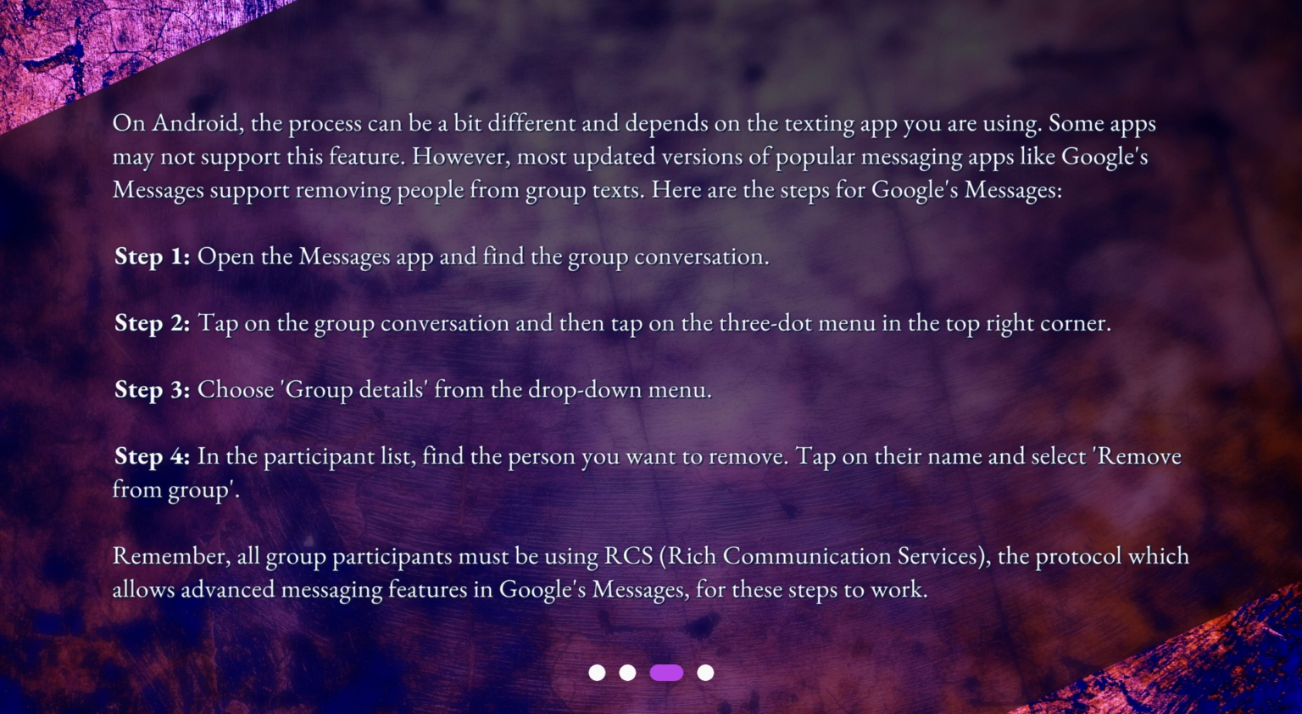Step 1. Open the Messages app and find the group conversation. Step 2. Tap on the group conversation and then tap on the 3-dot menu in the top right corner. Step 3. Choose Group Details from the drop-down menu. Step 4. In the participant list, find the person you want to remove. Tap on their name and select Remove from Group.